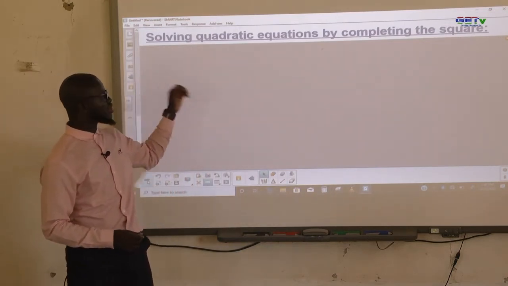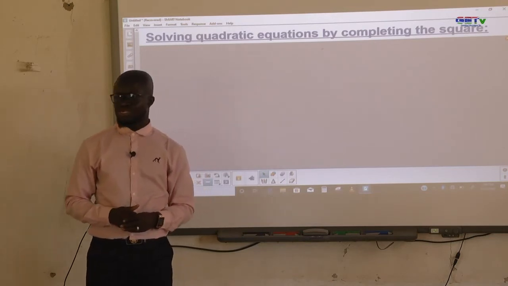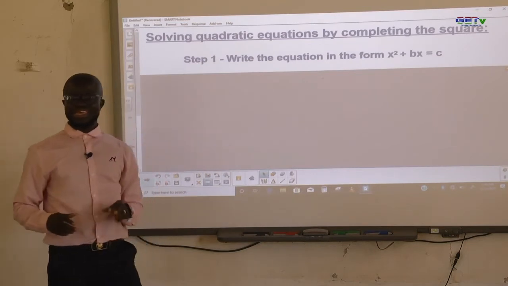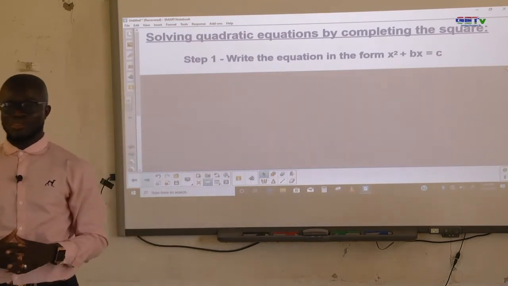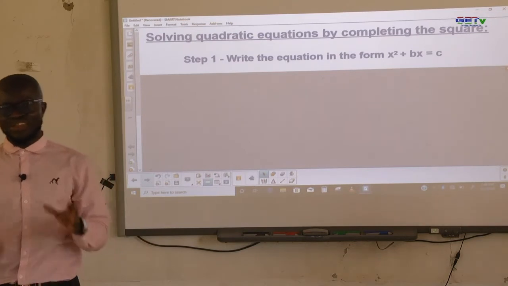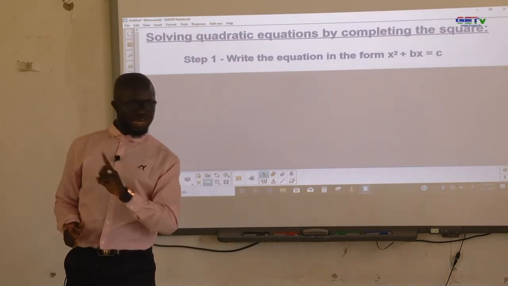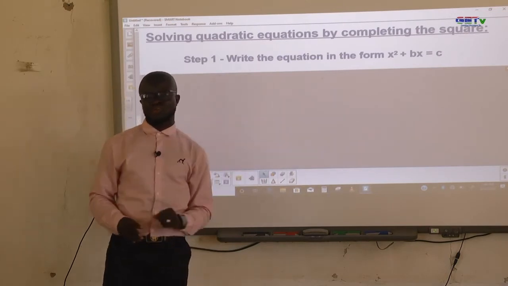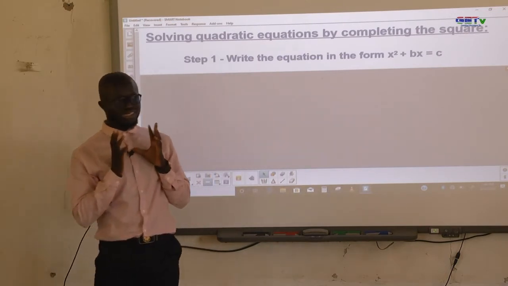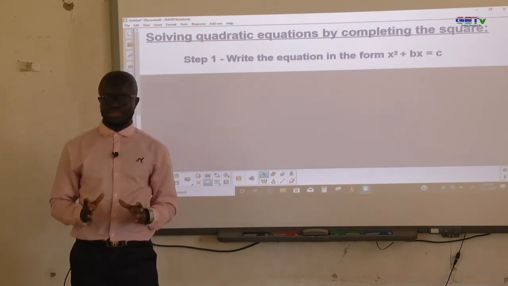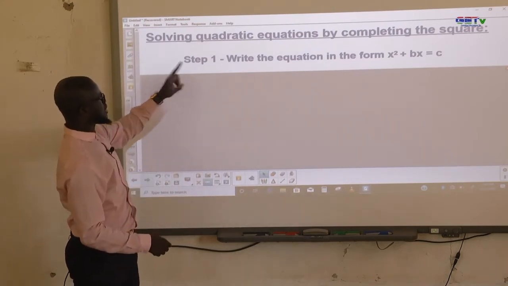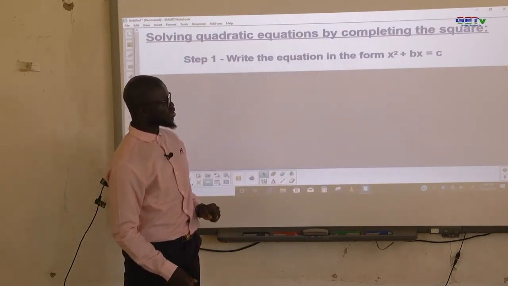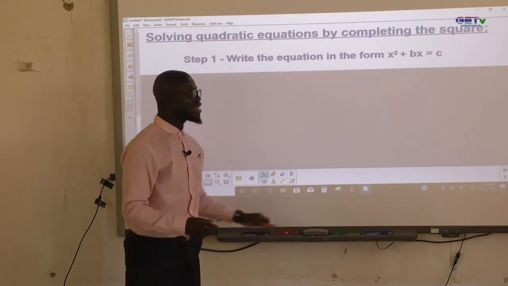How do you solve quadratic equations by completing the square? Here again we have steps. And the steps are very, very important. You cannot solve a question by completing the square if you violate any of the rules. So I'm putting much stress on the rules, please. Step 1 reads, write the equation in the form x squared plus bx equals c. Now here, what does it mean?